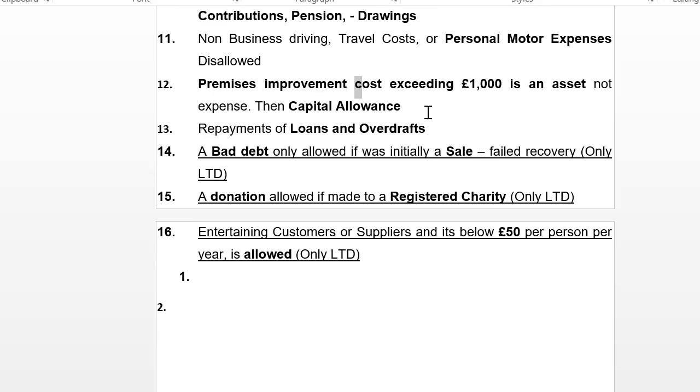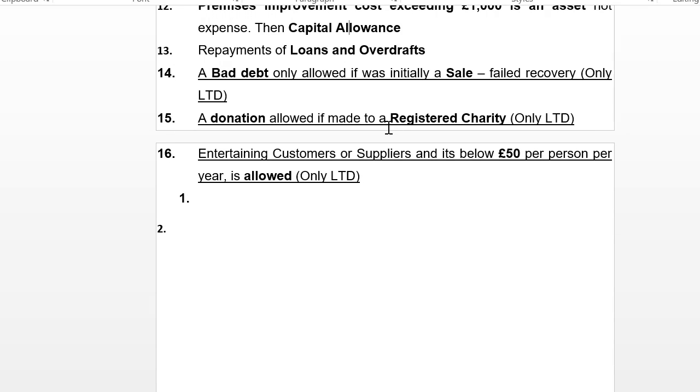Now, number 12 is to do with improvements made to premises costs. If the cost is 1,000 and below, then it can be accepted as an expense. But if it's beyond 1,000, then it should not be an expense, but instead become an increment in the value of the fixed asset, and it's only written off gradually on an annual basis in form of a capital allowance or tax allowance.